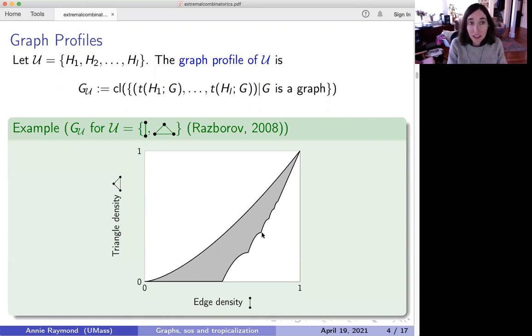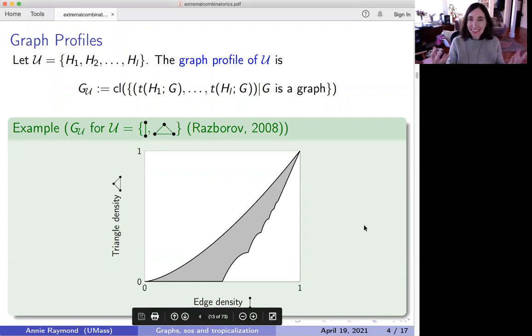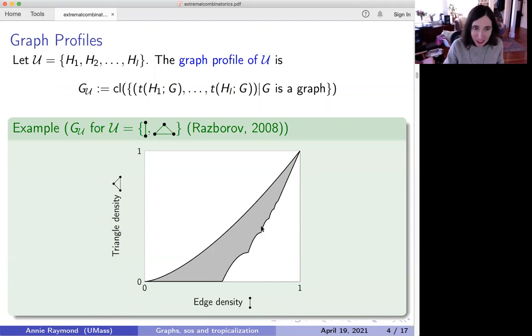Hatami and Norine showed that there's some complicated graph profile that they could take, that when they sliced it and projected it, they got something that was almost nowhere differentiable. So we don't know how bad it gets. And certainly, edge and triangle is kind of the easiest case you could think of, and already it's kind of complicated, right? There's countably many of these little guys.